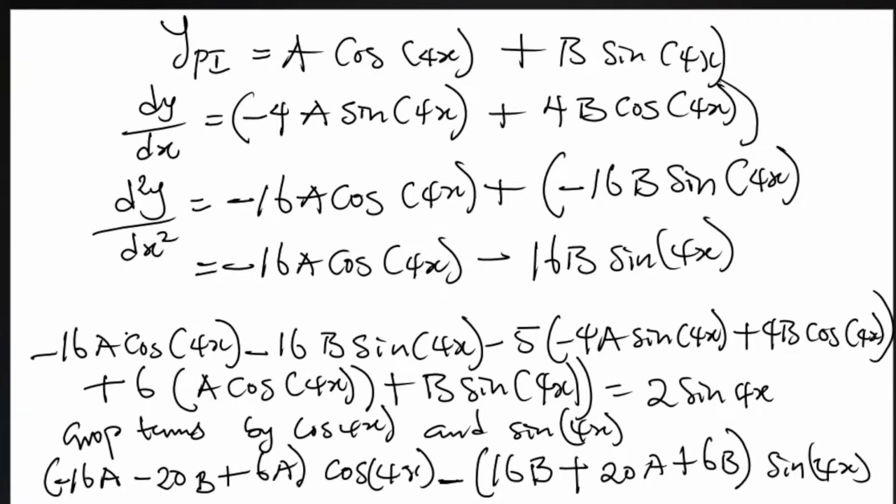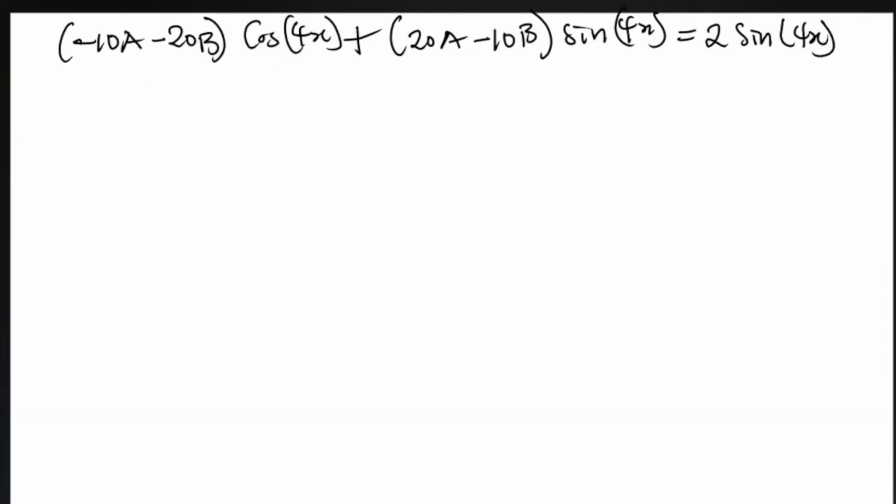So if we simplify what we have here, we'll simply arrive at our new value, which is minus 10a minus 20b cos 4x plus 20a minus 10b, this is for sine 4x. Are we together? So what we simply do is we solve for the coefficient. Are we together? Solving for the coefficient, we are going to compare.